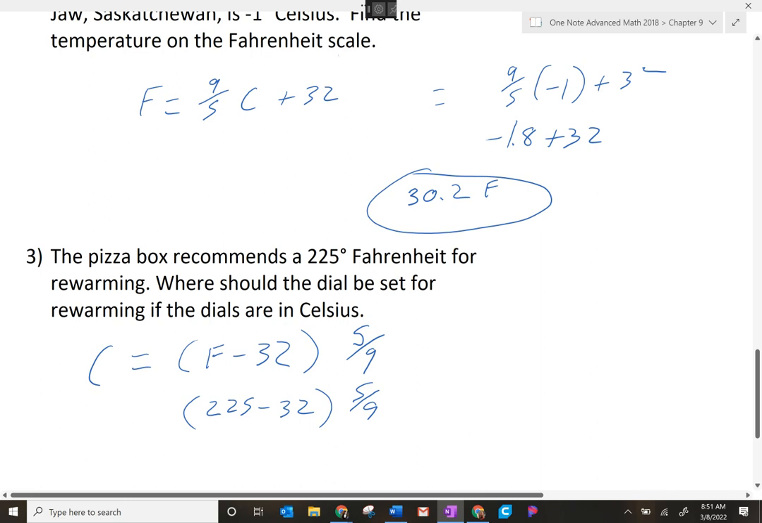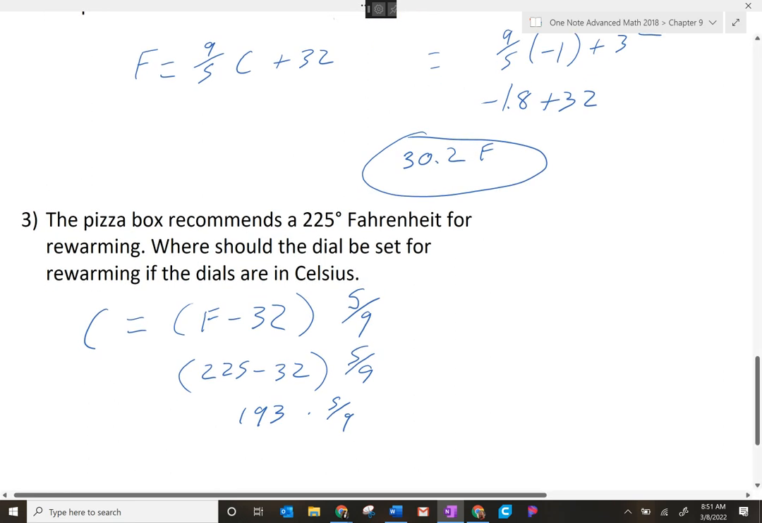225 minus 32 gives us 193 times 5/9. And we are left in Celsius with 107.2 degrees.